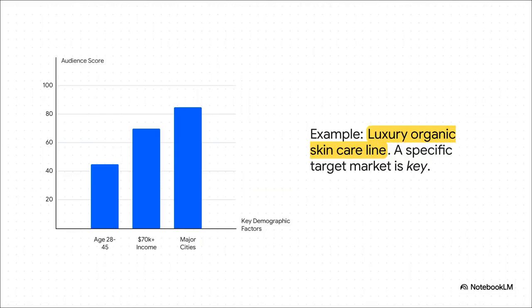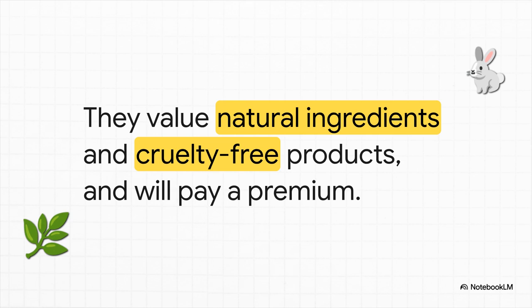Let's make this super concrete. Say you're selling a line of luxury organic skincare. Your target market isn't just women. No way. It's women between, say, 28 and 45 who have a household income over $70,000 and probably live in a major city. See how much clearer that lake is getting? But here's the secret sauce. It's their values. This specific group really cares about natural ingredients. They care that products are cruelty-free, and they're willing to pay more for that. That psychographic insight, that's what makes this a great target market, not just a good one.